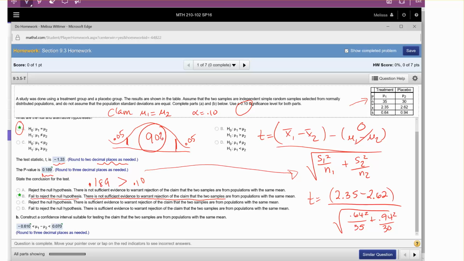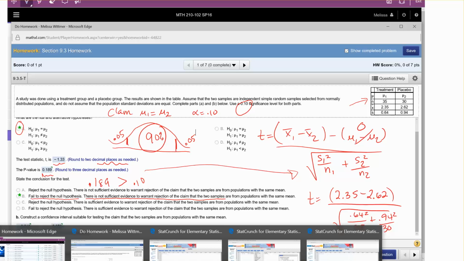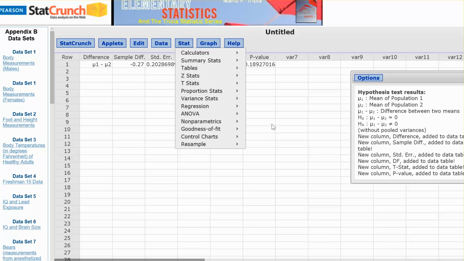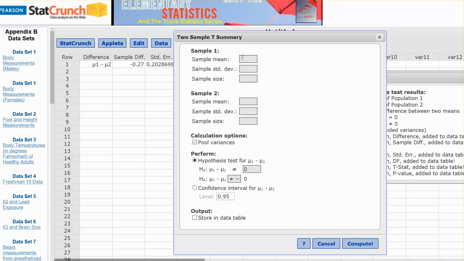Okay, so now that we know the confidence level, we can go back and compute the confidence interval using StatCrunch. So go to Stat, T-Stats, Two Sample, with Summary, and enter your information. So the sample mean 2.35, standard deviation 0.64, sample size was 35, and then we had a sample mean of 2.62, standard deviation was 0.94, and sample size was 30. Uncheck the pool variances, and check confidence interval, and your level is 0.90. Let's not store it in the data table just to see what that looks like.